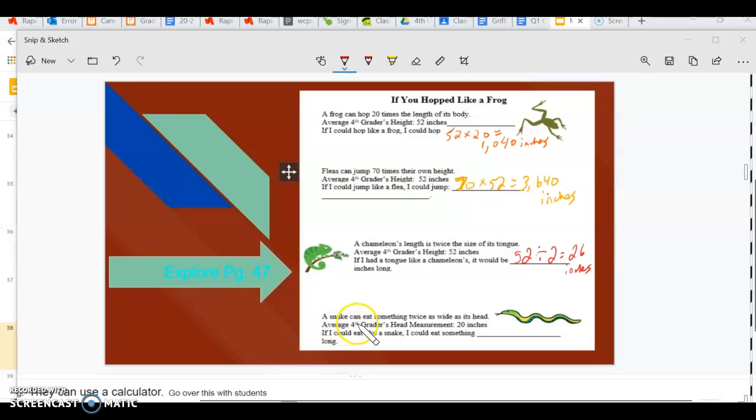And the last one here, a snake can eat something twice as wide as its head. Average 4th grader's head measurement, 20 inches. If I could eat like a snake, I could eat something how long? We're going to pause. Okay, so our answer here, using a calculator, 20 times 2, 40 inches is the answer.